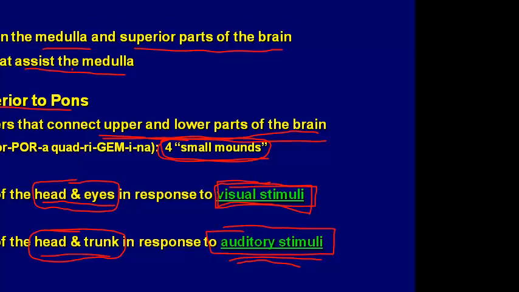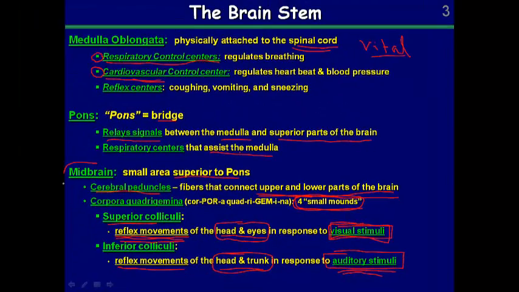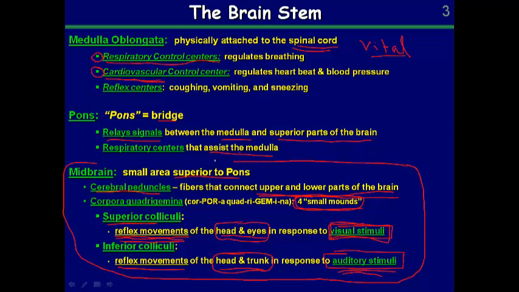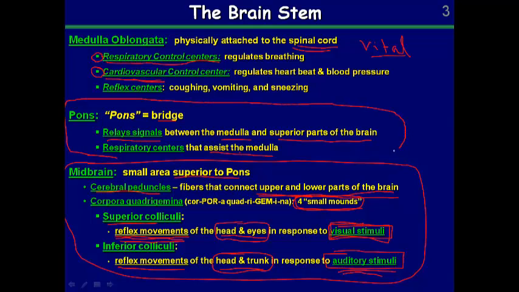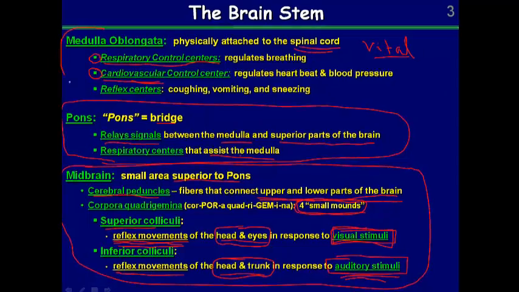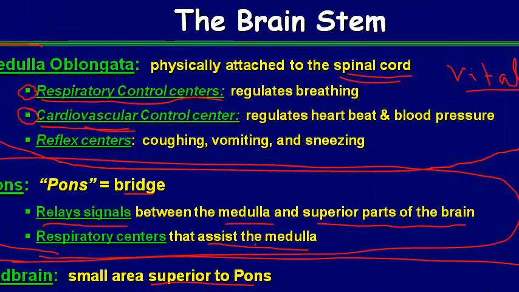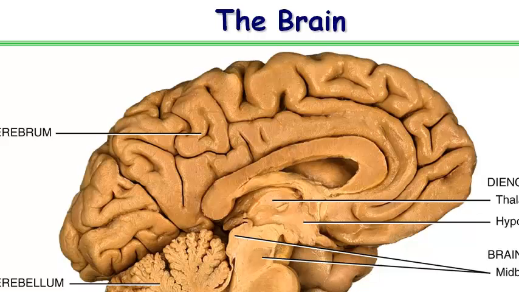So that's the job of the midbrain. Again, divided into cerebral peduncles and the colliculi. The pons, which is below it, acts as kind of a bridge, and then the medulla oblongata, which is again attached to the spinal cord. Let's take a look at these 3 regions.